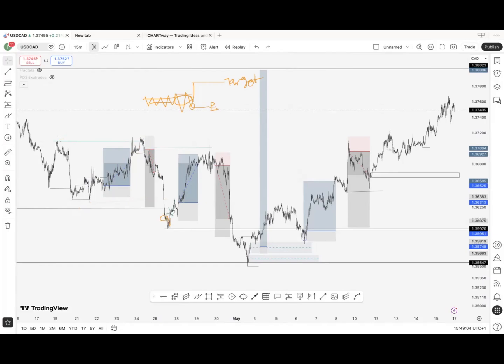And then we had an accumulation, we had a manipulation, we had the market break out of this low and come back inside. We didn't see an entry here. Then we waited. After this, I waited for an impulsive move, and then I got an entry. Stop loss is way below here, and our TP is around here.